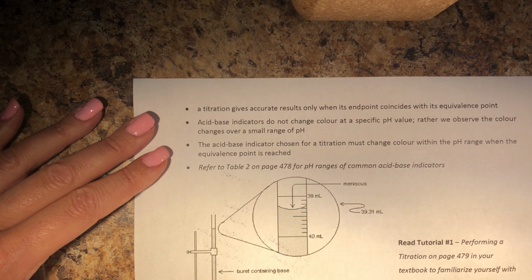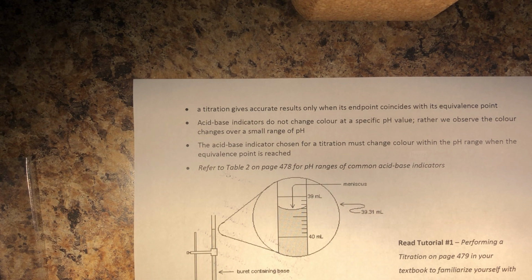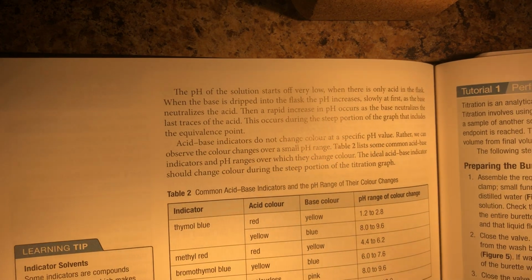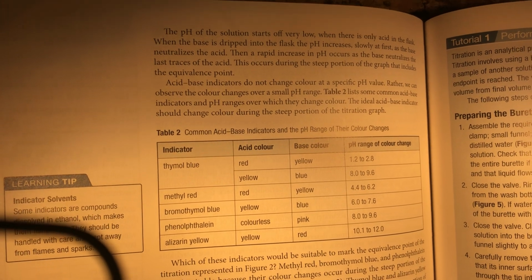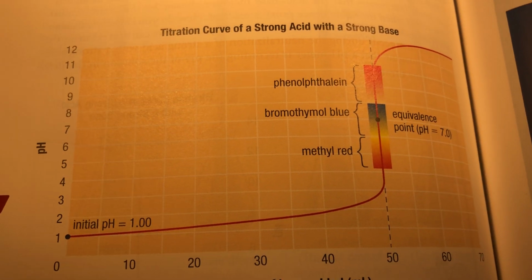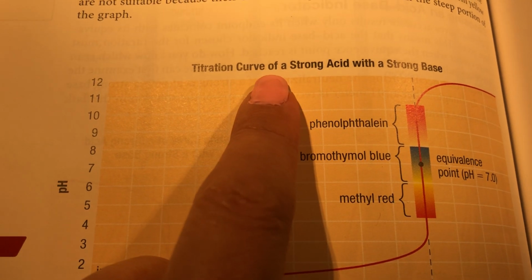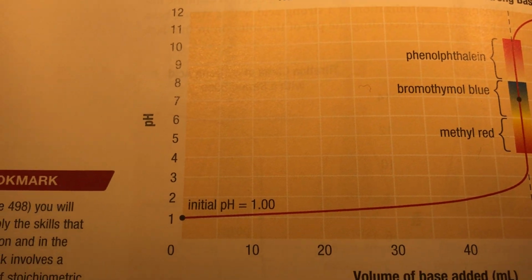So on page 478 of your textbook, you can see the pH ranges of various acid-base indicators. I'll just pull mine out and show you. Okay, it's better to see it in color. Let's bring it over here. So you could see, if we have a strong acid and a strong base, there are different situations that you will deal with.